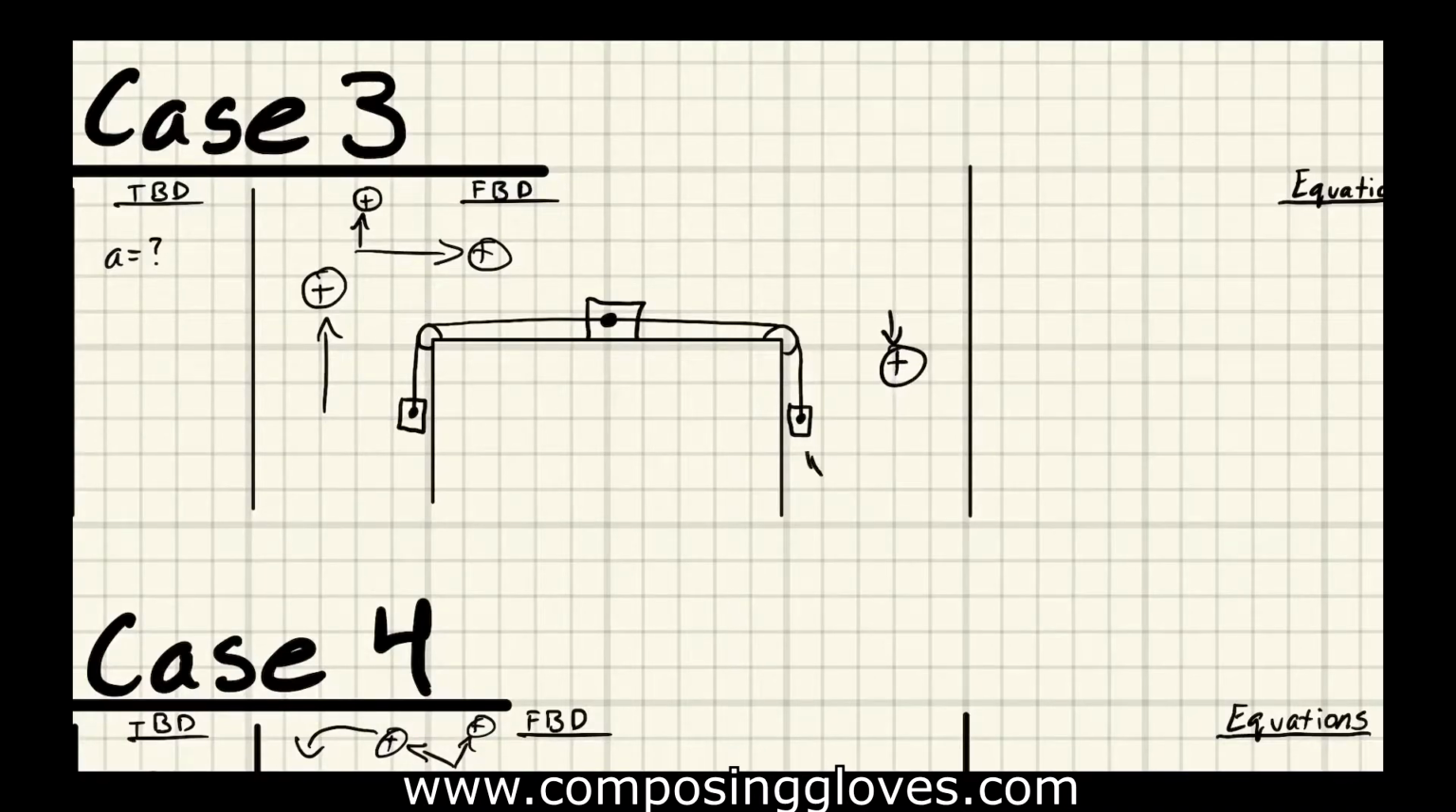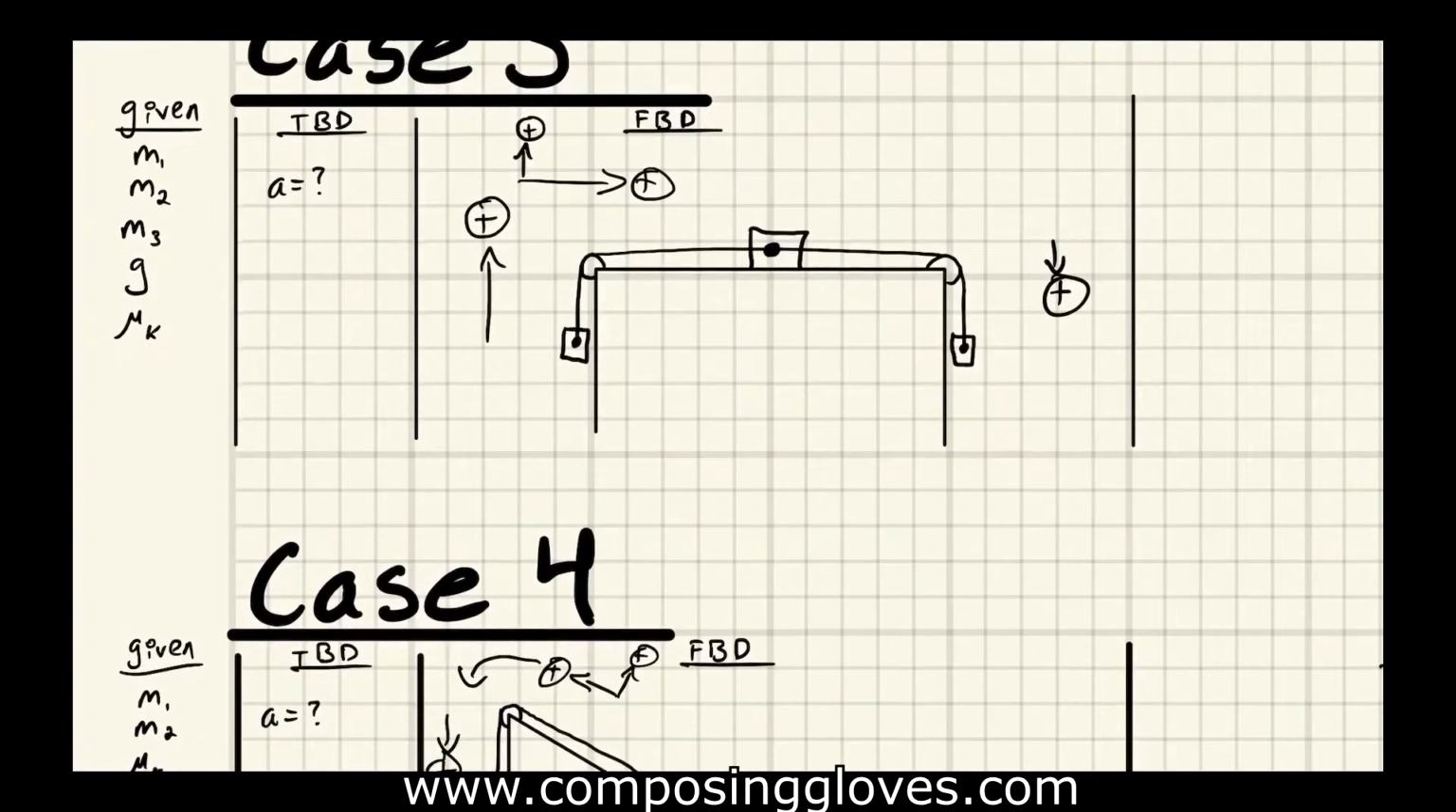So this object right here, this mass, has got to have some gnarly gravity on it because it's yanking with it this object and this object. That object. So let's begin to do our forces. So what do we know first? What's given? Well, we're given M1, let's make this M1, M2, we'll make this M2, and M3.